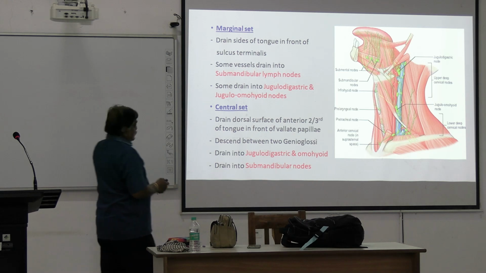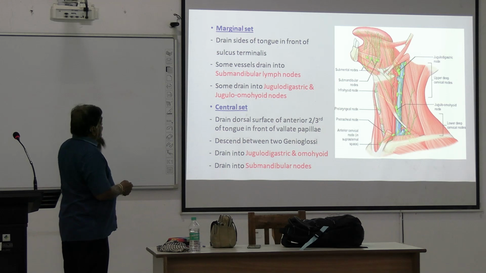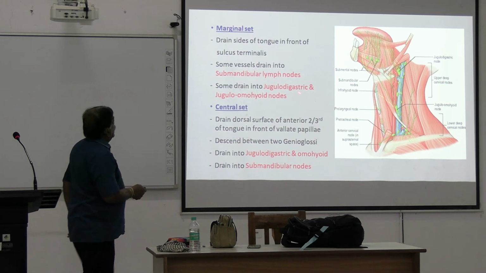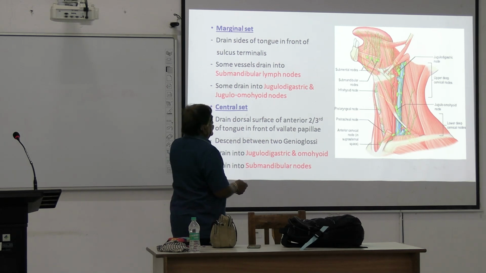Now, marginal set drains the sides of the tongue in front of the sulcus terminalis. Some vessels drain into submandibular lymph nodes. Some drain into jugulo-digastric and jugulo-omohyoid nodes. Now marginal set here, see submental node, submandibular node and infrahyoid node.